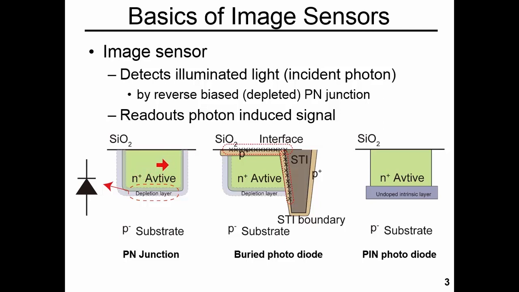But for ordinary PN junctions, the interfaces cause some dark current. To prevent that, highly doped P layers are formed, which we call a buried photodiode, to decrease the dark current. Or in some cases, instead of using depletion layers, we put undoped intrinsic layers, a so-called PIN photodiode.